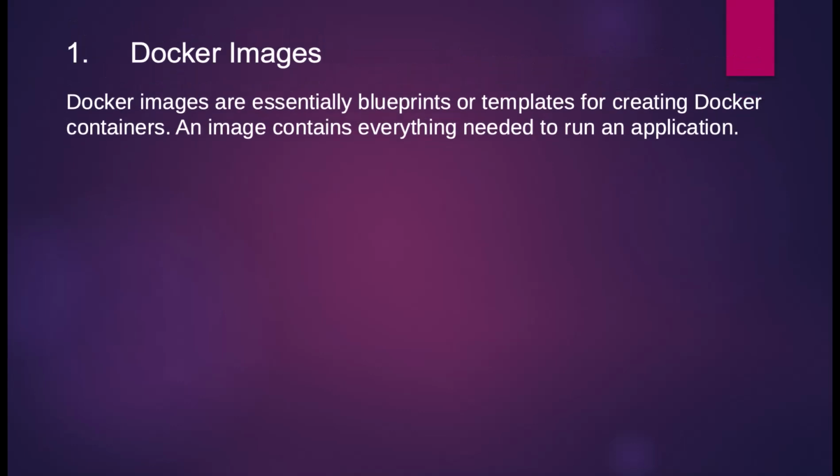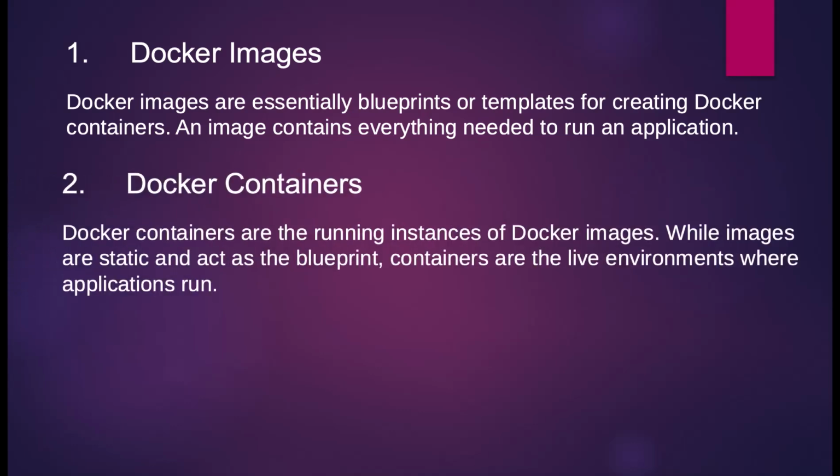So the next one is Docker images. Docker images are the essential blueprint or template for creating Docker containers. An image contains everything needed to run an application. It is a blueprint that describes how a container should be created, and a container contains all the dependencies required to run a particular application. So the next one is Docker container, the running instances of Docker images. While Docker images are static and act as the blueprint, containers are the live environment where applications run.